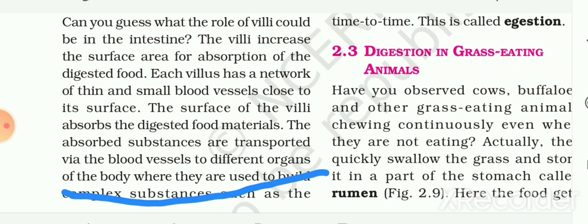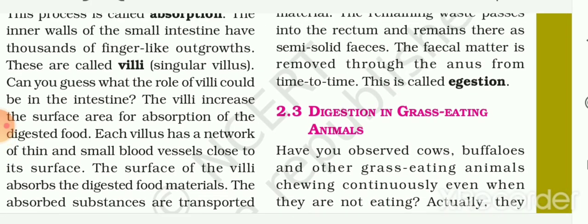The surface of the villi absorbs the digested food materials, and the absorbed substances are transported via the blood vessels to the different organs of the body, where they are used to build complex substances such as proteins, where required by the body.